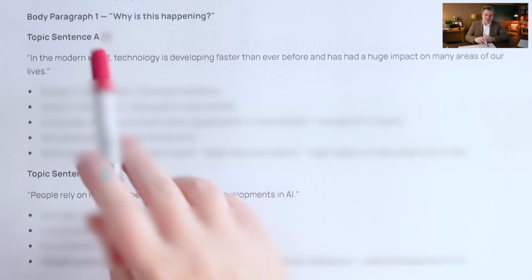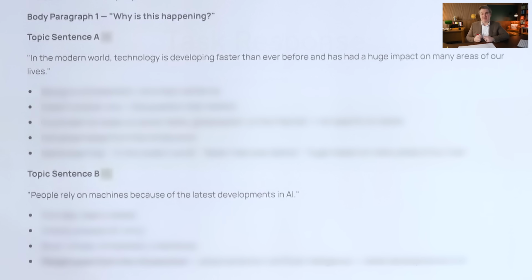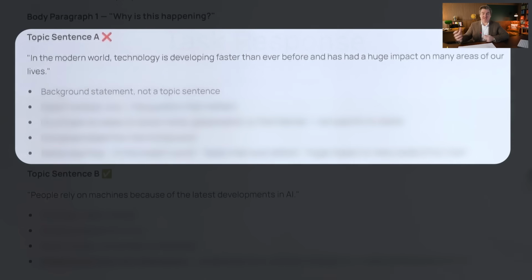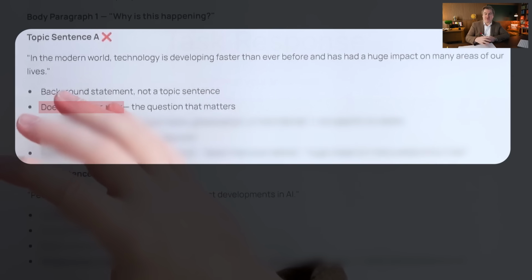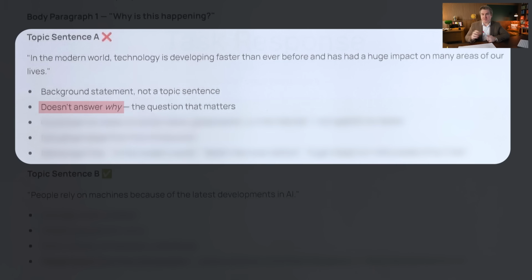So which one was better? Topic sentence A or topic sentence B? Hopefully, many of you guessed that topic sentence A is a problem and topic sentence B is good. The main problem with topic sentence A is it's not really a topic sentence. It is a background sentence. And the difference is a background sentence just talks generally about the topic, whereas a topic sentence says, this is what I'm going to talk about. And the topic sentence is actually answering the question, whereas a background statement is just talking generally about the topic.